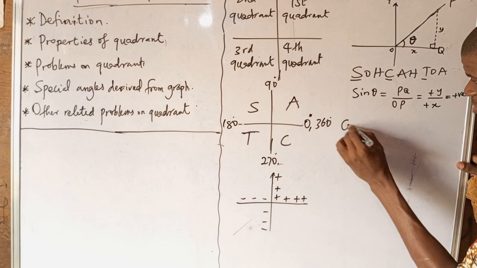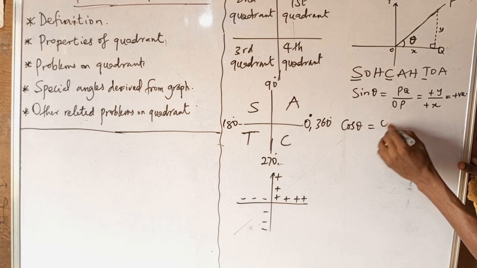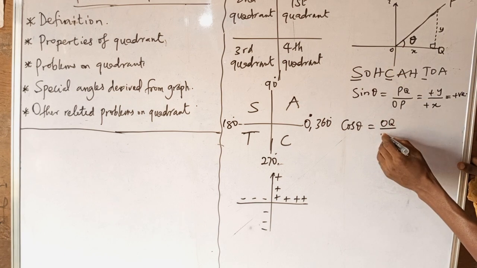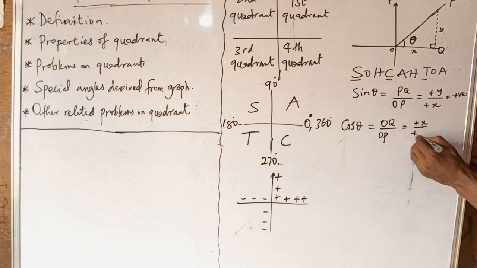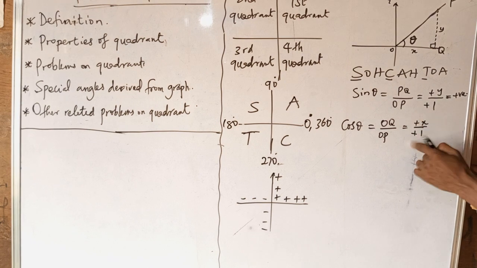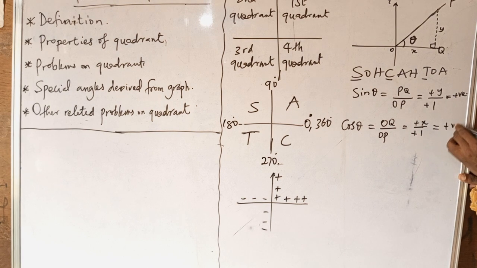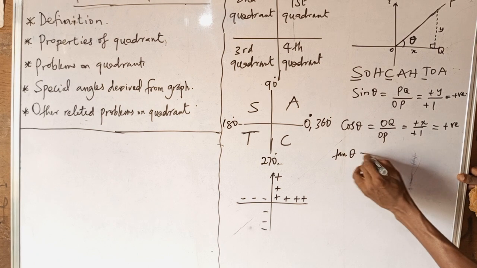Now for cosine, cos theta is adjacent over hypotenuse, that is OQ over OP. By definition, which is what? Plus x divided by plus the hypotenuse, which I say is always 1. So plus divided by plus will give us what? Also positive here.